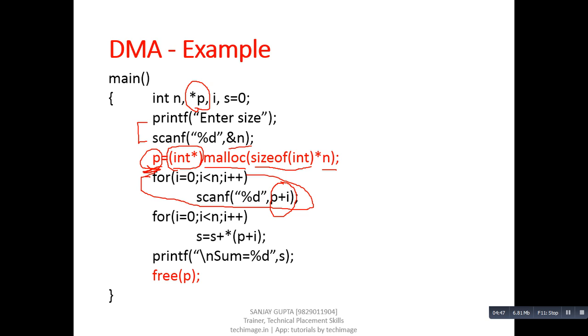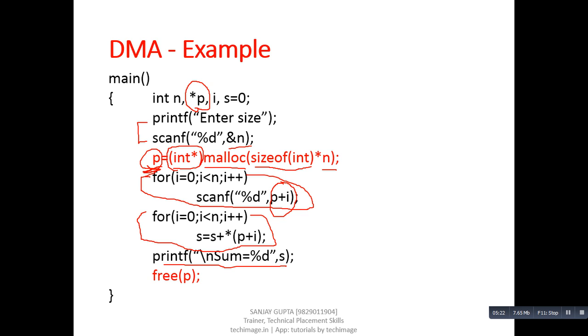Now if we want to process this array using the p pointer, then we can use this loop which contains the statement s equals s plus asterisk (p plus i). So p plus i will provide an address, and if we apply asterisk on p plus i, it will dereference that address so that the value stored inside that address gets added to the s variable. After completion of this loop, the printf statement will print the value of s on the console, which is the sum of the numbers entered by the user.